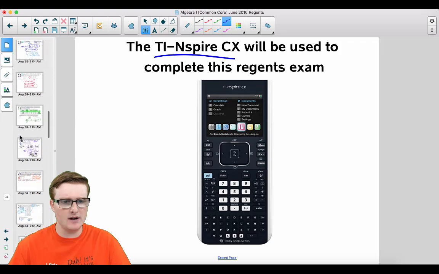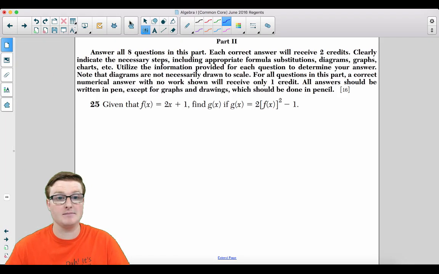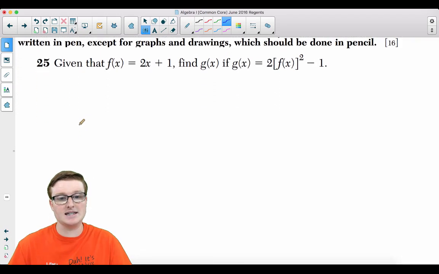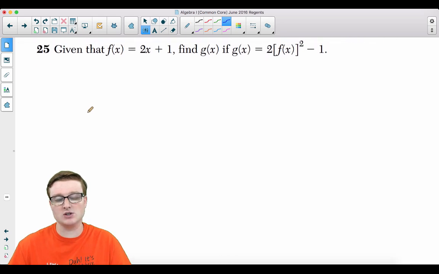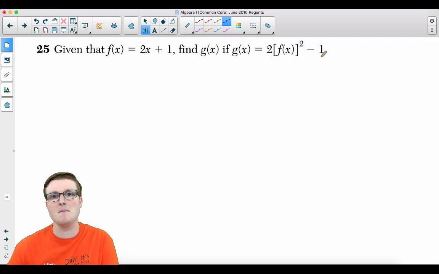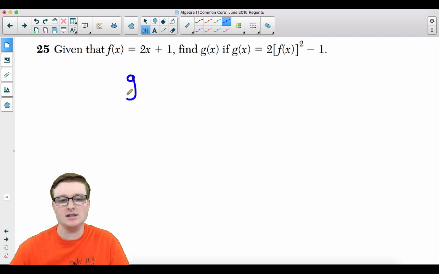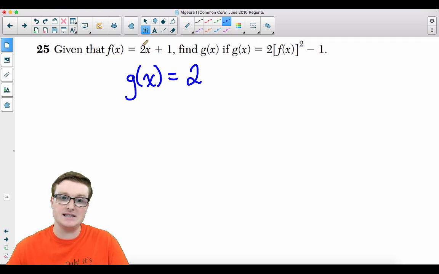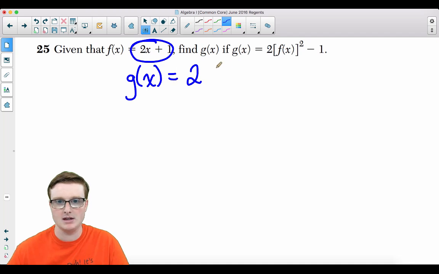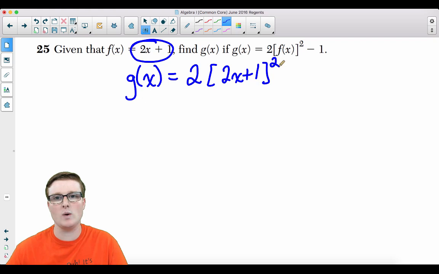We're going to jump right to number 25, and we're going to do the part 2s today. Here we go. So 25 says, given that f of x is equal to 2x plus 1, find g of x if g of x equals 2 times f of x squared minus 1. So g of x is equal to 2 times, now f of x is 2x plus 1, so that is 2x plus 1 quantity squared minus 1. I just plug that in, okay?